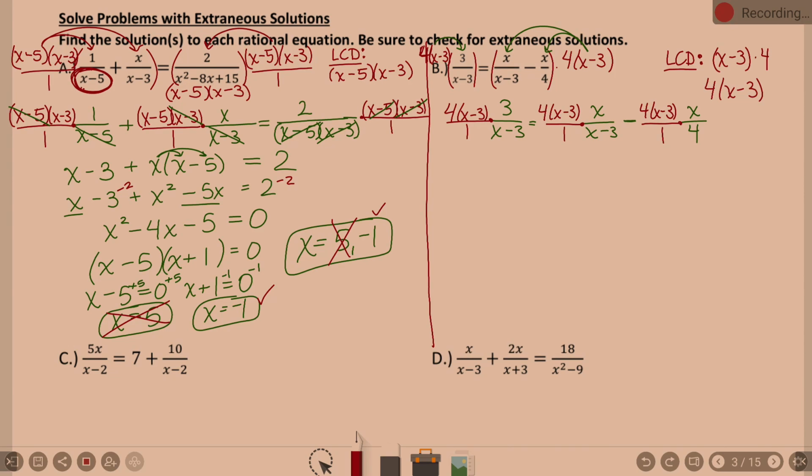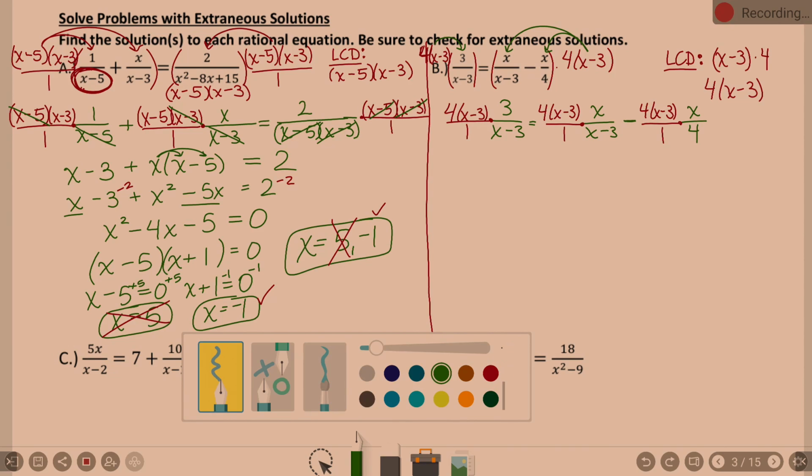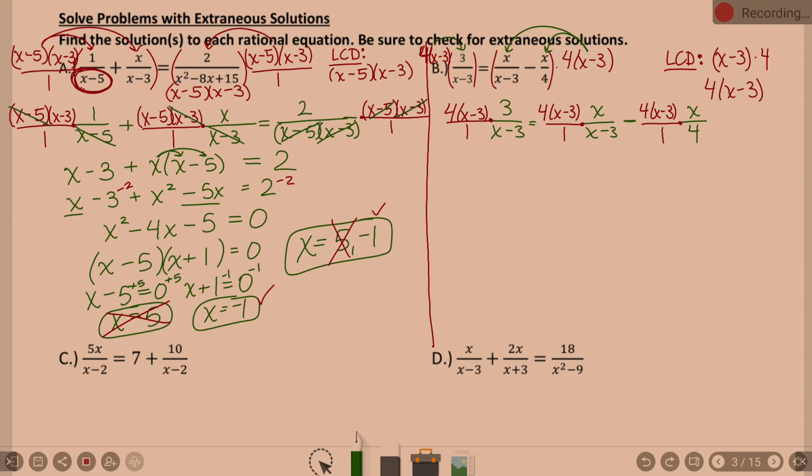Now, I don't know, are you ahead of me? Have you canceled some stuff? What cancels? X minus 3 cancels with x minus 3 on the first fraction. What remains? 4 times 3, which is 12. Okay, on the right, what cancels in this first set of fractions? X minus 3 cancels with x minus 3, leaving me with what? 4 times x, which is indeed 4x. Notice, it's a minus. What cancels now? 4 cancels with 4. And I've got an x minus 3 and an x. I'm going to write it as x times x minus 3.